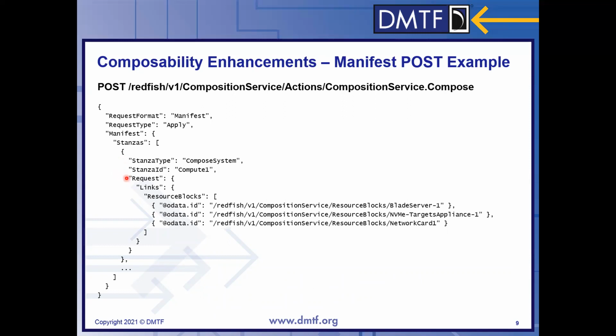Within the request section, this is the body of the desired request. In this case, because it's a compose system type of operation, it's going to describe a compose system request. Today the semantics for a compose system is you do a POST operation on the computer system collection, and so the body in this case represents that type of POST operation. With a set of stanzas that describe this, you can chain together many compose system operations if you need a bulk allocation, like I want to create 10 new systems of these types. In this case, the client is requesting that it wants to compose a system that consists of blade server 1, NVMe target appliance 1, and network card 1.